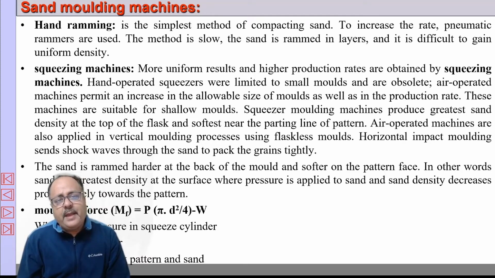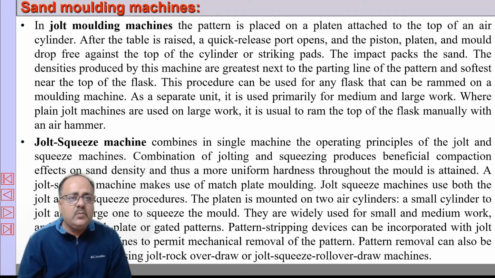So when you apply force or pressure from the top, what happens? The area at the top, near the piston, has more density, but near the pattern the density is less. That creates a problem. So therefore, another technique is used, called the jolt molding machine.